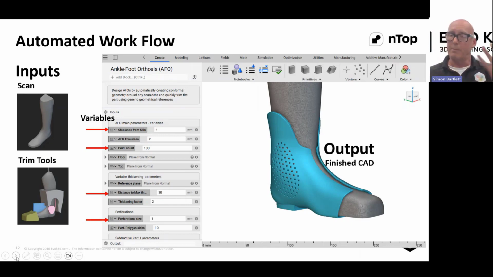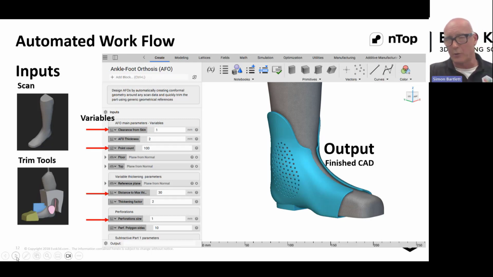And these trim tools may be something which you generate in an external CAD package and then bring them in. They could be standardized, they could be patient specific. But effectively what they do is they allow us to trim the design based off our scan data. And then the other variables which I've just pulled out there is the clearance to the skin, whether the thickness of the AFO. So this all can come down to the clinician's requirements, they can put into the design. I've just taken them out as variables in this workflow.